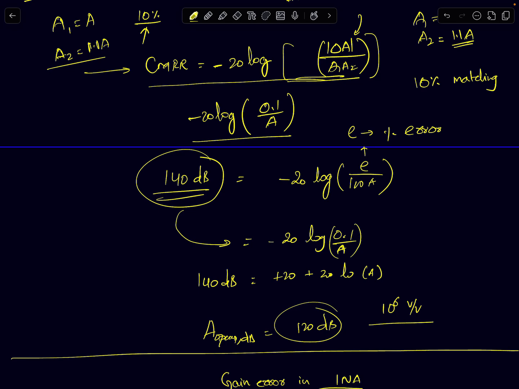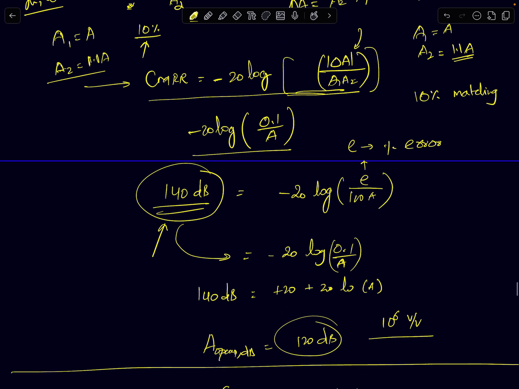So you can easily do this. I'm just finally quoting the result here. This is a very simple calculation. So op-amp's gain will be equal to 120 decibels. So if I want to achieve very high CMRR in the order of 140 decibels, the individual op-amps that are used in this instrumentation amplifier also need to have very high gains. Only then you can achieve very high CMRR.